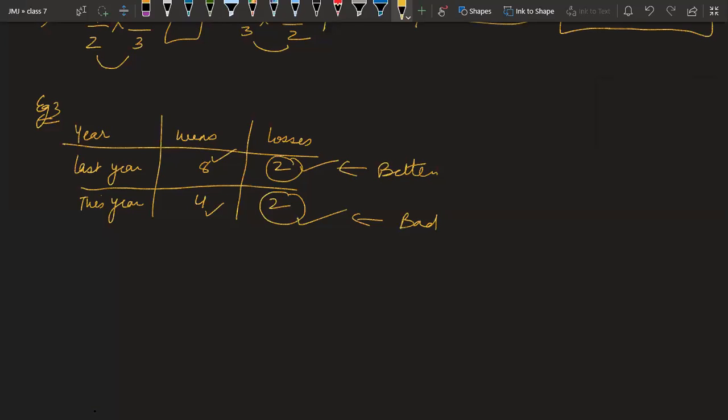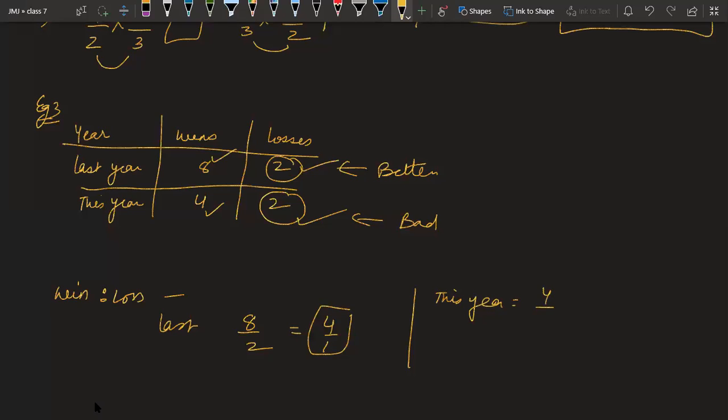Okay, let's see. What we are doing is finding the ratio of wins to losses. Last year the ratio was 8 is to 2, that is 4 is to 1. This year the ratio is 4 is to 2, that is 2 upon 1. So obviously 4 upon 1 is larger than 2 upon 1, and that is why we can say that last year's performance is better.